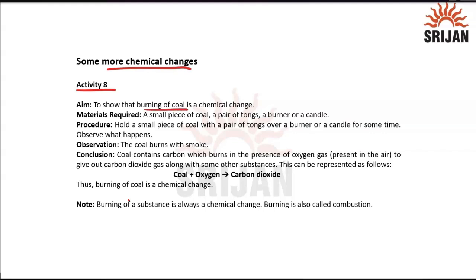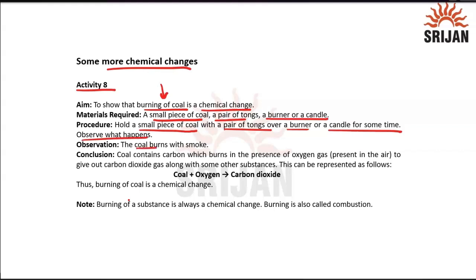The first activity shows that the burning of coal is a chemical change. For that we need a small piece of coal, a pair of tongs, and a burner or a candle. We hold a small piece of coal with the tongs over a burner or candle for some time, and observe what happens.